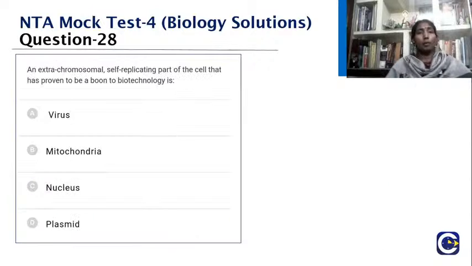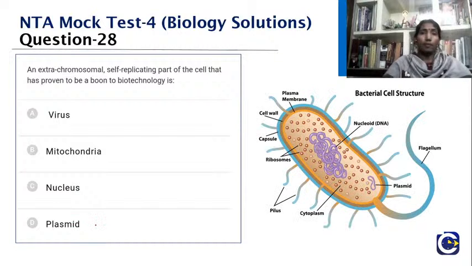An extra-chromosomal self-replicating part of the cell that has proven to be a boon to biotechnology is: virus, mitochondria, nucleus, or plasmid. Plasmids are the extra-chromosomal self-replicating structures. They are circular double-stranded DNA found in many bacteria, and they are self-replicating. Scientists have taken advantage of plasmids and use them as a tool for the transfer, cloning and manipulation of genes.